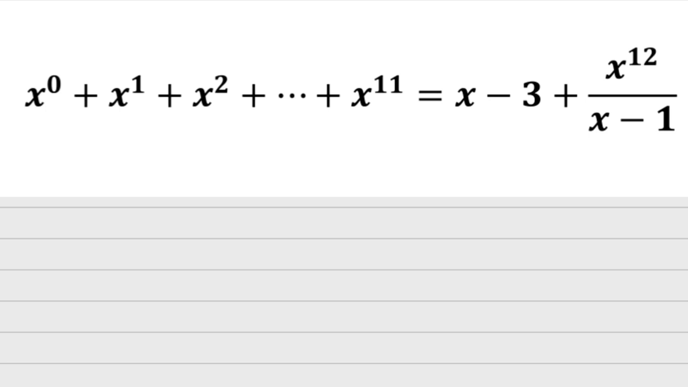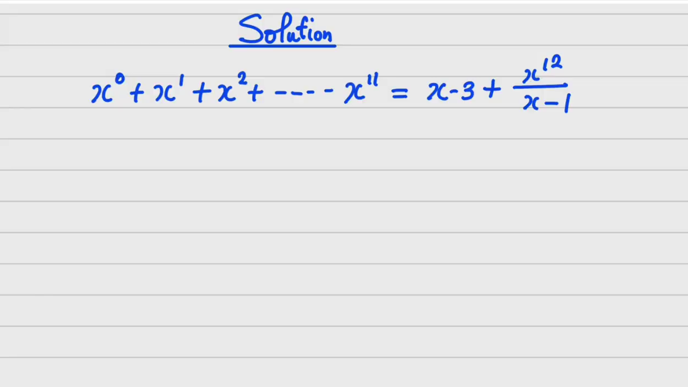Now in this question we have to find x. It's a series issue. So once we add everything in the series, this is what we are going to get. But what we are really interested in is finding the value of x. So let's do it this way.